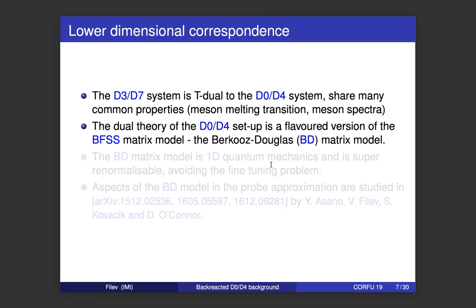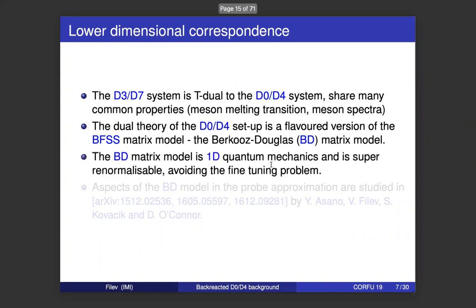On the other hand, there is a parallel line, which is to study lower dimensional versions of the correspondence. In this case, one reduces the D3 branes to D0 branes by T-duality, and the reduction of the N=4 super Yang-Mills to one dimension is in fact the BFSS matrix model. The BFSS matrix model is due to the D0 brane background. And this has been studied by many groups like Hanada and some of the people, and I don't have the names written here.